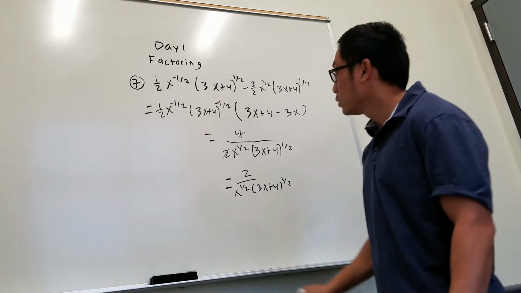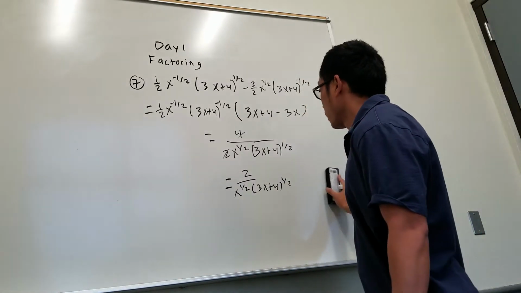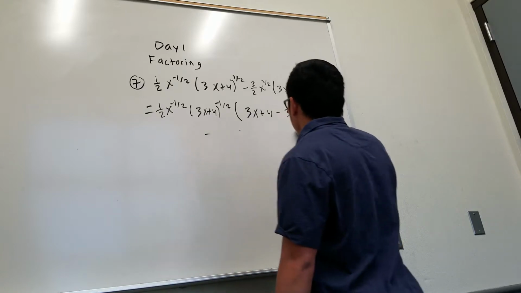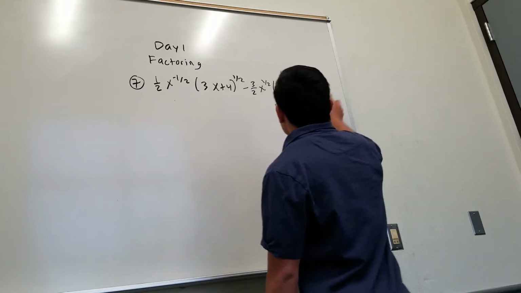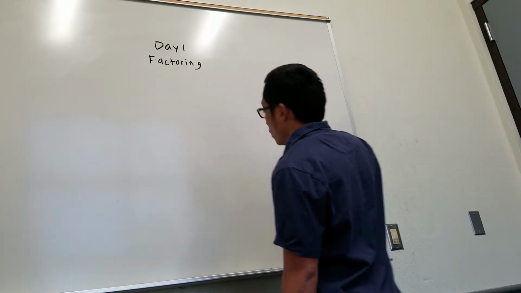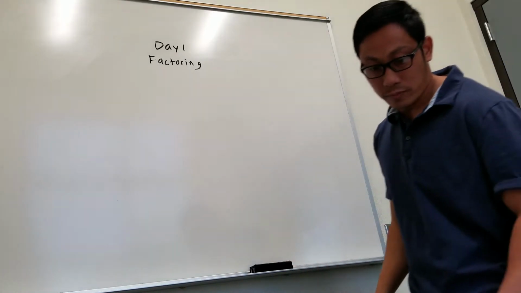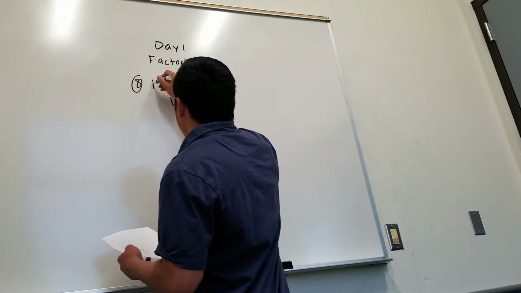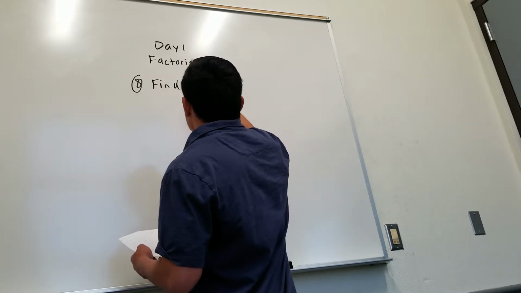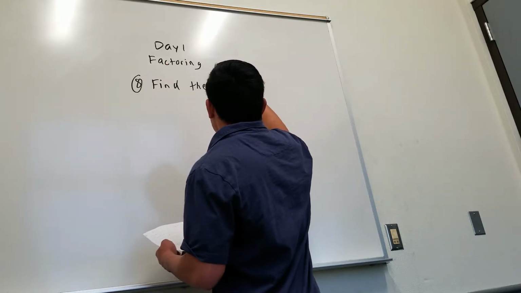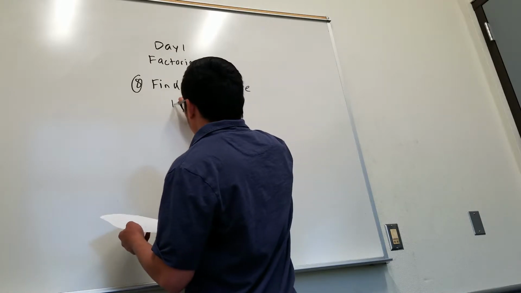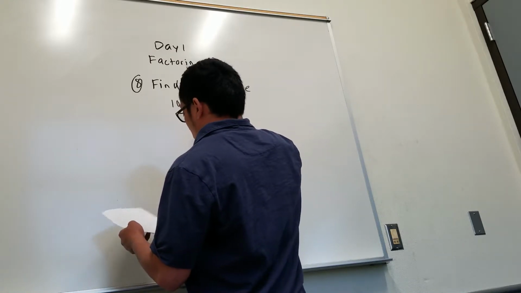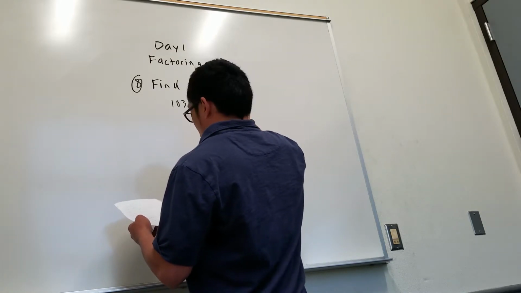Okay, now let's do another problem. Find the value. Number 8. Find the value. So we have 1030 squared minus 1020 squared.